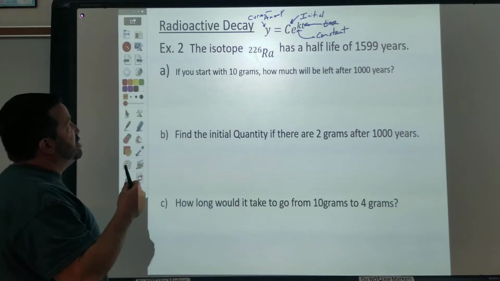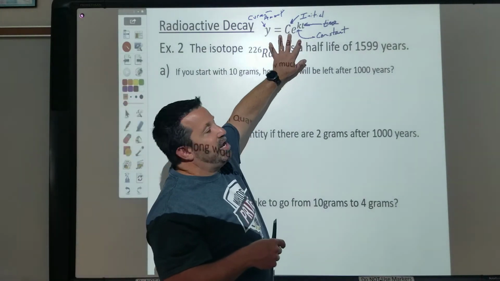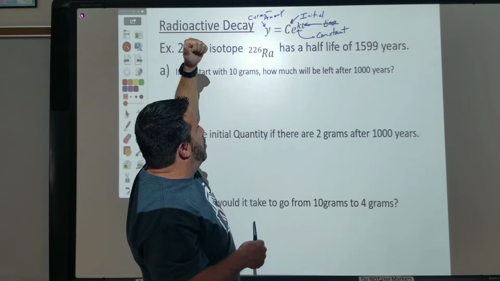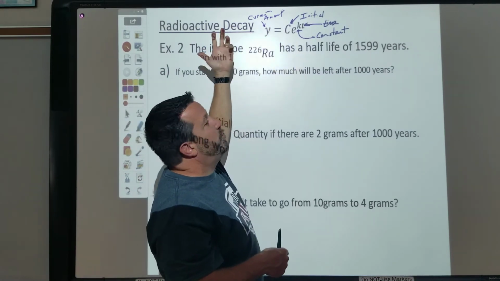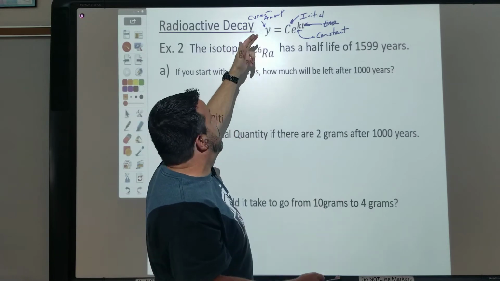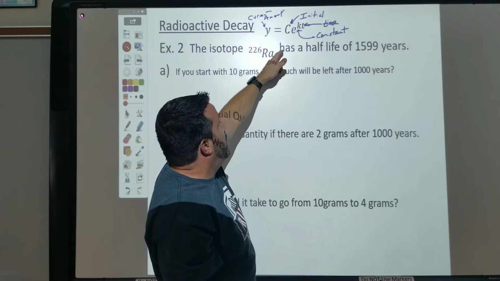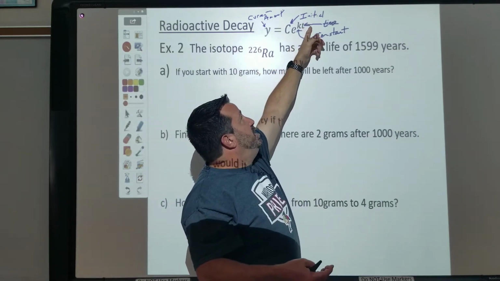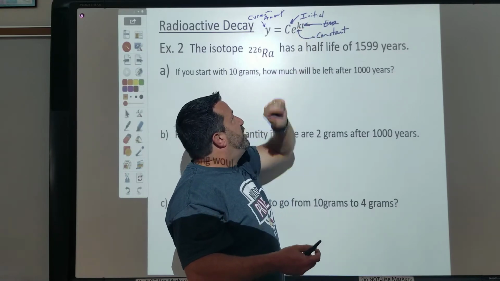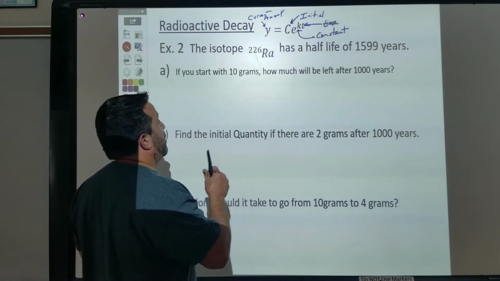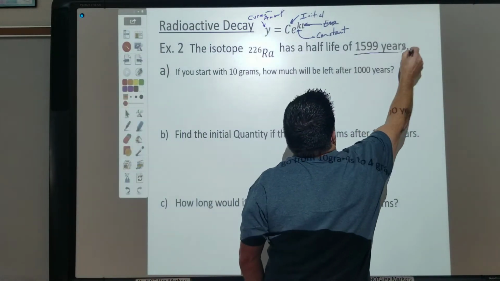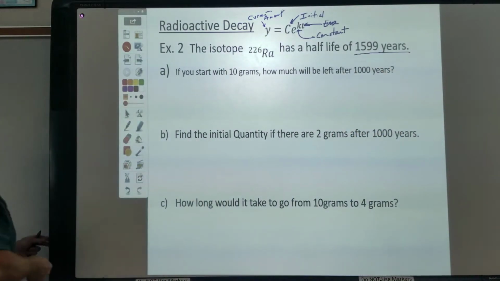So the key to these problems is we're always going to have the same formula. If you know the initial amount, you put it in here for C. If you know the current amount after a certain amount of time, that's what's going to go here for Y. The amount of time that goes by in years, that's what you put in for T. But we've got this K, this constant, and that all depends on the number of years that have gone by.